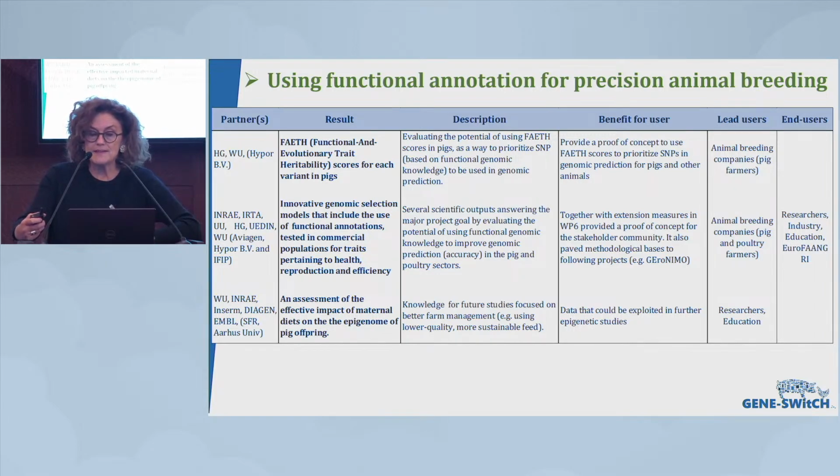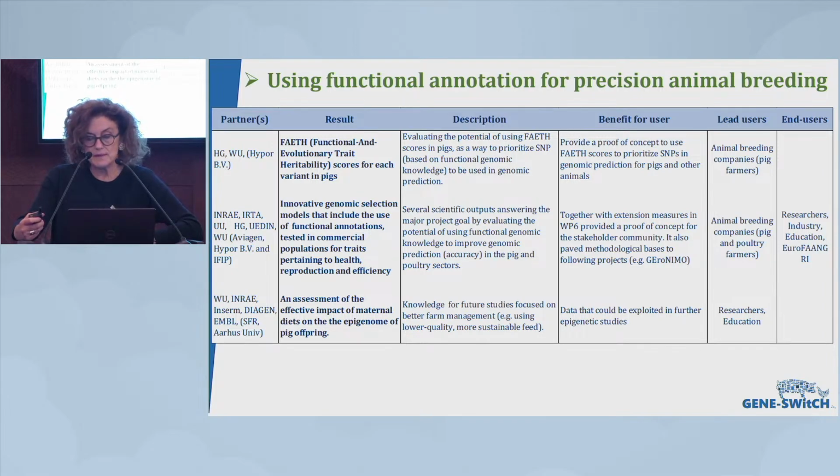And the benefits, together with all the extension measures that we put in place in Work Package 6, have provided a proof of concept for the stakeholder community, and it also paved the way to the projects that followed, like Geronimo, that will make further use and, of course, improvement of this work. Lead users: animal breeding companies again, pig and poultry farmers.